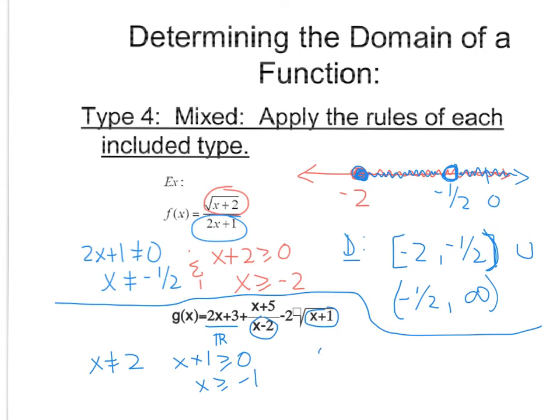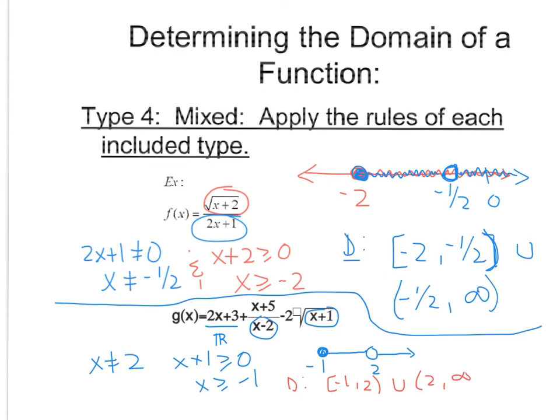So if I'm looking at the same kind of thing on a number line, it looks like this. But x can't be 2, so I have a hole at 2. So it looks something in this regard. So my domain is from negative 1 to 2, skip 2, and then from 2 to infinity.